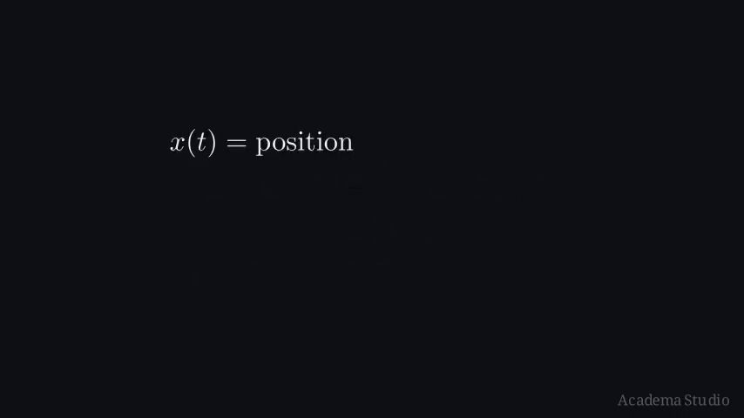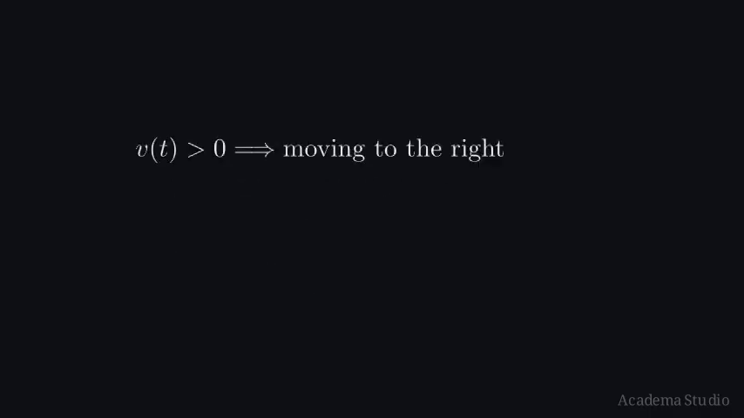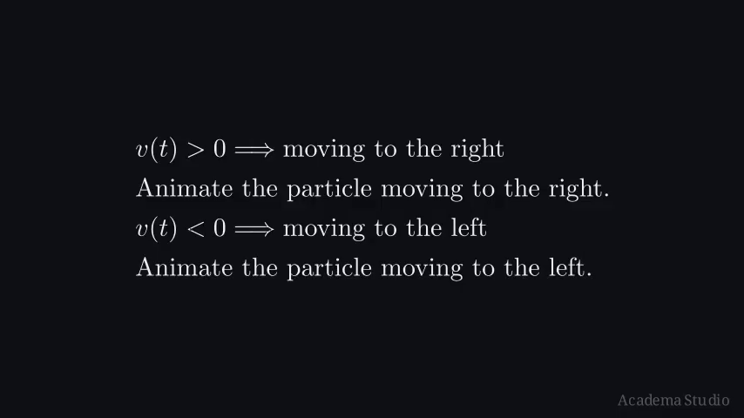x(t) equals position. v(t) equals x prime of t, which is the velocity. a(t) equals v prime of t, which equals x double prime of t, the acceleration. Speed equals the absolute value of v(t). v(t) greater than 0 means the particle is moving to the right. v(t) less than 0 means the particle is moving to the left.